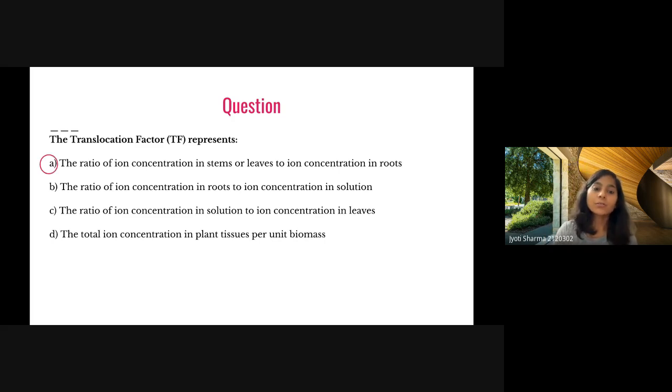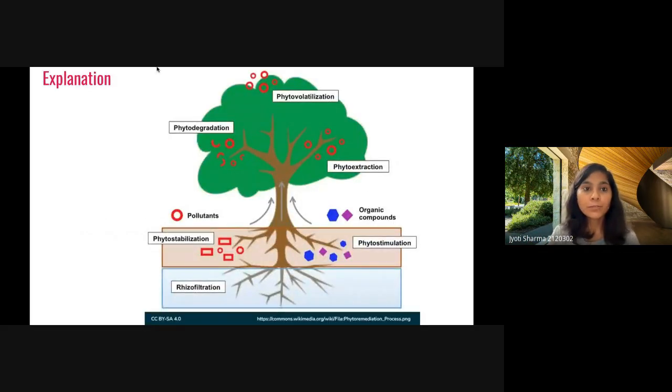So yes, so this is like from root how much metal is going up into stem or leaves. So this is the translocation. So you already know that these are the different processes, and these are some organic compound that we have in the soil, and this organic compound will be taken up by the roots or stems. So this will be the translocation factor.